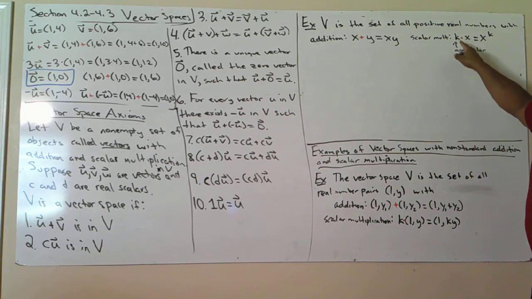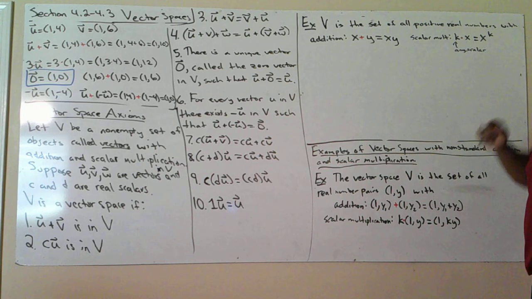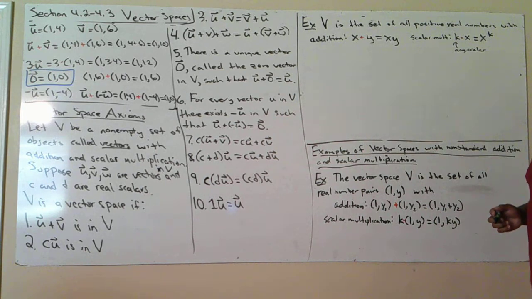So scalar multiplication, it could be any real number. Any real number I want it to be, any scalar. X is only the positive real numbers, okay? All right, so I want to make sure you guys got that and it's clear that that's the case.